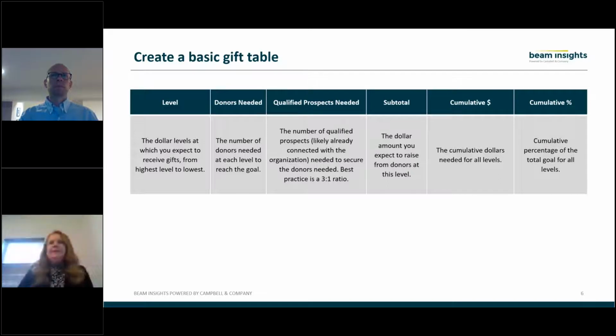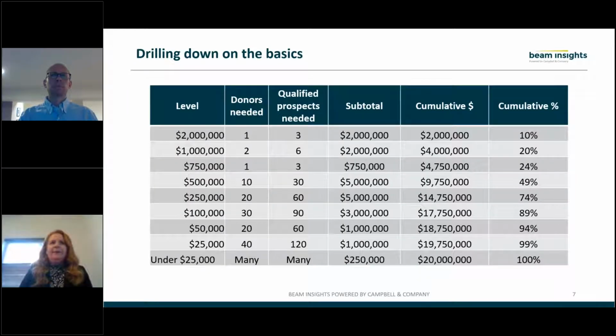So here's the drilling down on the basic gift table, an example of a basic gift table as I had just walked through it. So here you can see, for example, if we start at the $1 million level here, we're saying we need 2 donors needed, therefore we need 6 qualified prospects. So qualified prospects, again, are those prospects that we think can have the capacity to give at that $1 million level. So we have that through wealth screening or conversations that we've had with those particular prospects.